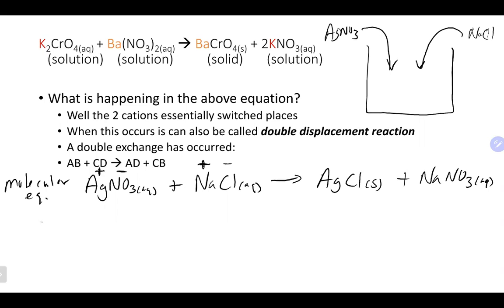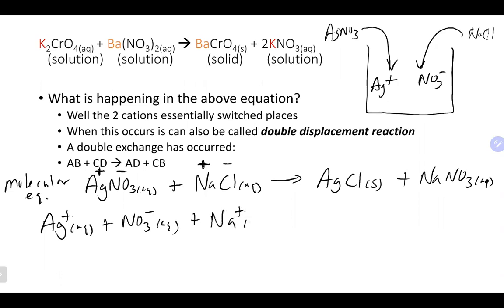And what you will get with that is some silver ions floating around in there. You'll get some nitrate ions floating around. And from the sodium chloride, you will get some sodium ions floating around, and you will get some chloride ions that will float around.